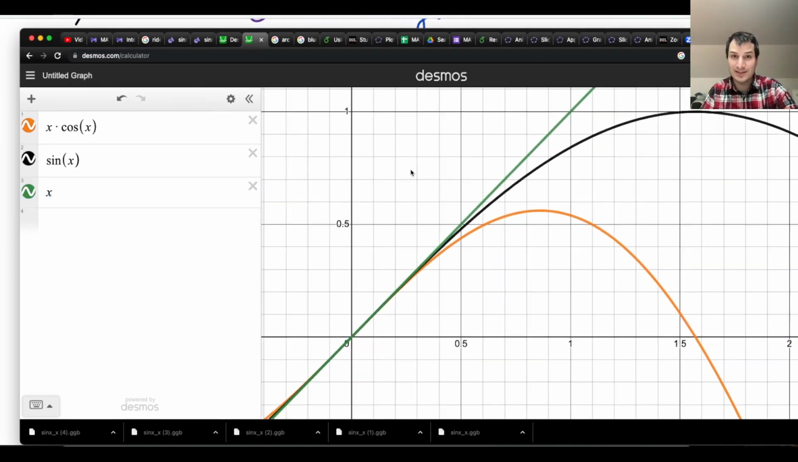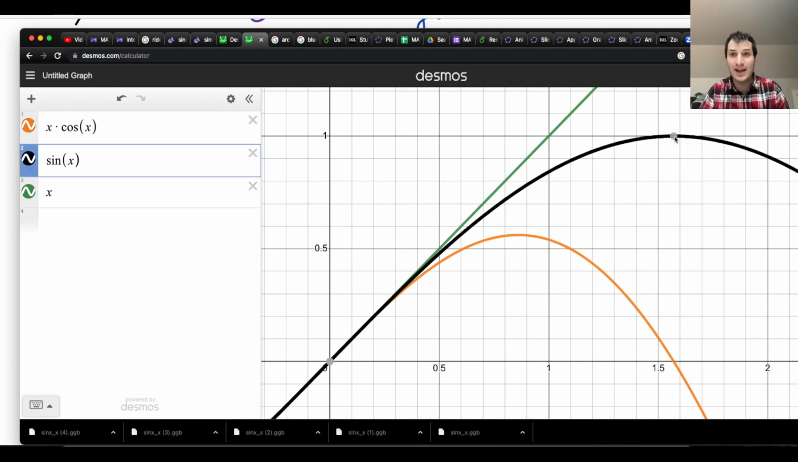And look at that. It works exactly like we said. So the curve sine of x is sandwiched between the orange, x times the cosine of x, and the green, x. So it has to live somewhere in between. And because these two things are getting very close together, that is why we can get the value of sine of x is approximately x.